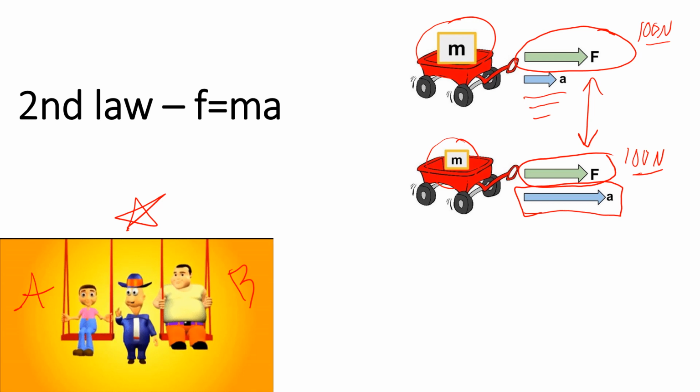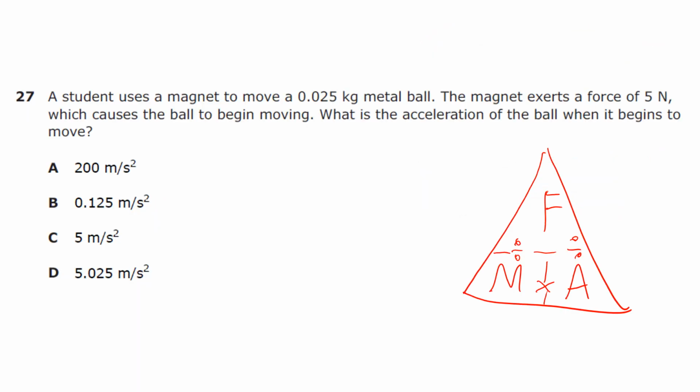Okay, let's try some practice questions. Okay, so here's our first question. A student uses a magnet to move a 0.025 kilogram metal ball. So that is going to be our mass. When you guys get this on the test, put an M over that number. That way you know that that is your mass because it has kilograms or grams. That's going to be mass. The magnet exerts a force. We know force is measured in newtons. So we're going to put F here on top, which causes the ball to begin to move. Okay, what is the acceleration? So we are looking for A. Okay, that's how you guys are going to break this down. I want you to use the strategy. Put the F, the M, and the A where they go in the question.